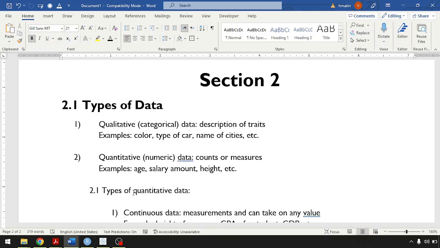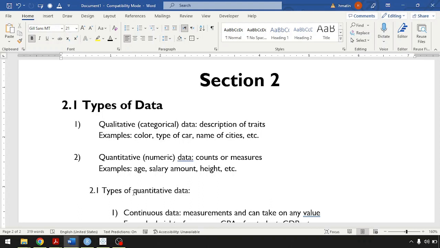So just remember that just because data is qualitative does not mean that it will never include numbers, but rather those numbers will not be measurements. They're rather categories, or a description of traits of a value or an object. On the other hand, we have quantitative data, which is counts or measures.